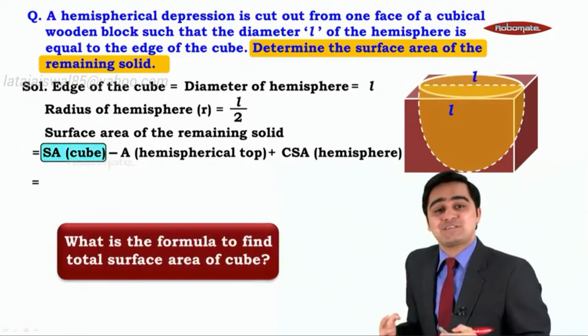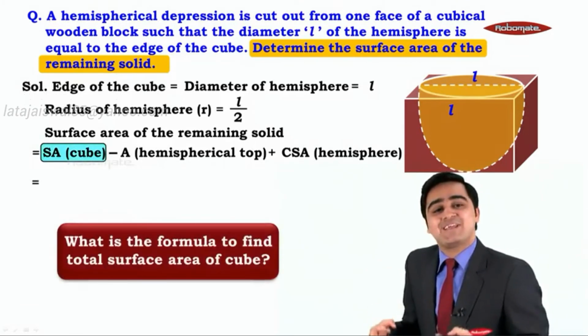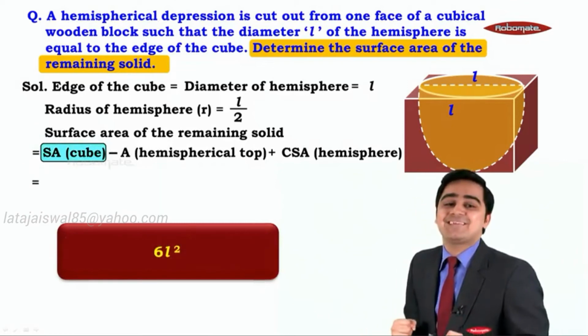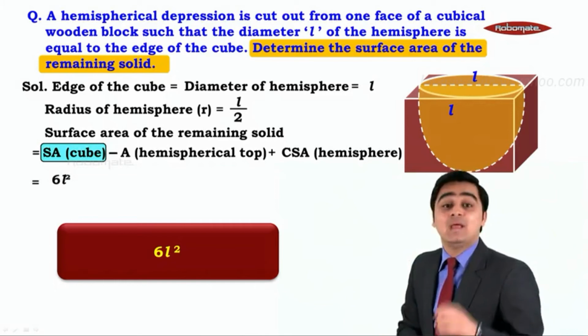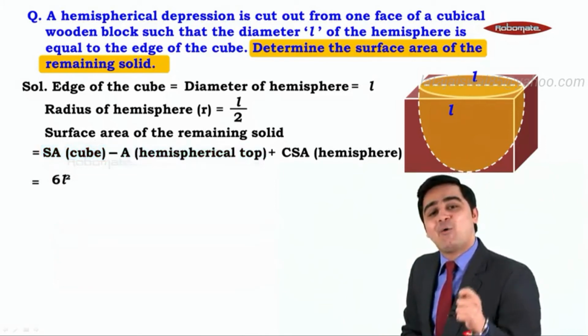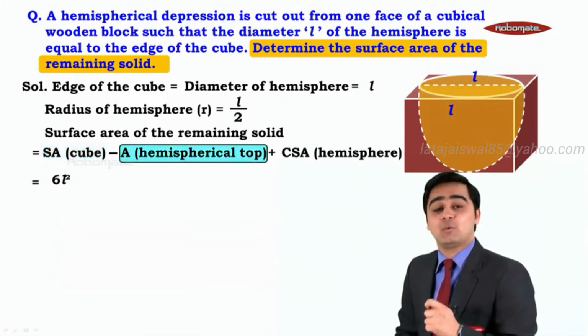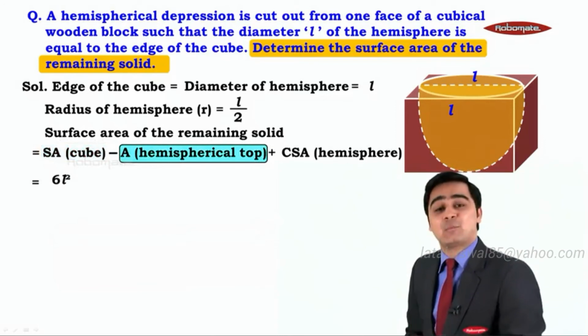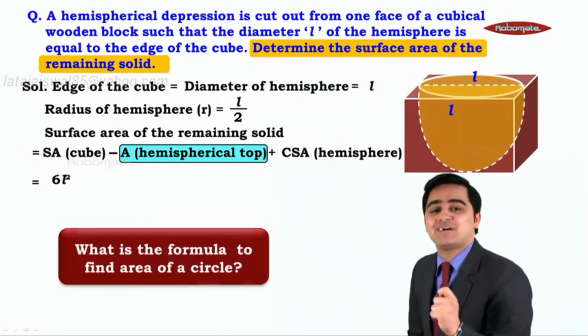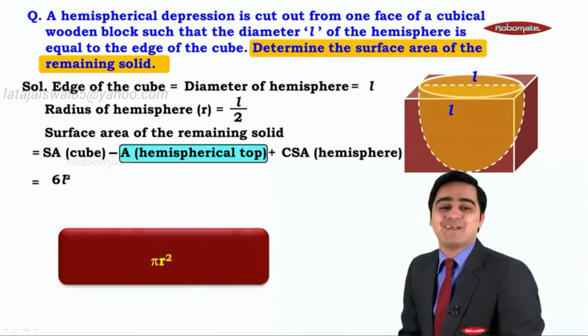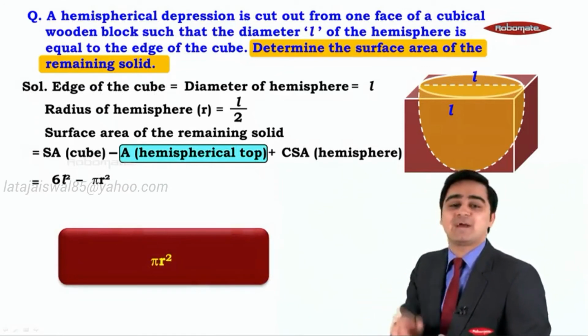Now my dear students, what is the formula for finding surface area of a cube? Yes, it is 6L square. So in place of surface area of a cube, we will replace 6L square. Now let's calculate area of hemispherical top. Now we know that at the top, the hemisphere is having circular shape. So what is the formula for finding area of a circle? Yes, it is pi r square. So we'll write minus pi r square.